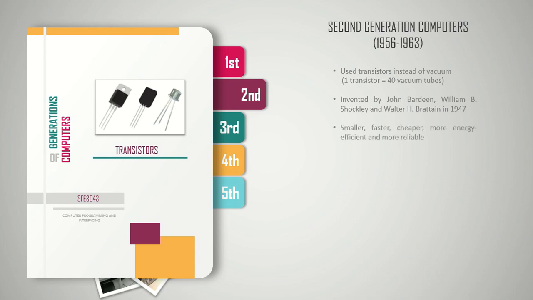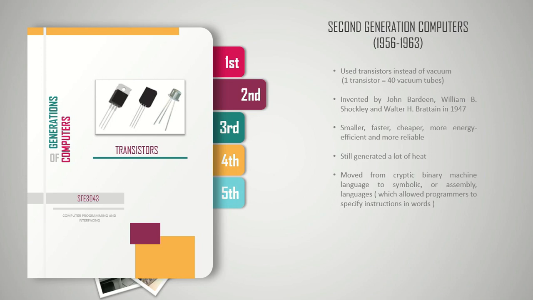Smaller, faster, cheaper, more energy efficient, and more reliable. Still generated a lot of heat. Moved from binary machine language to symbolic or assembly language. Saved instructions in memory. Still relied on punch cards for input and printouts for output.